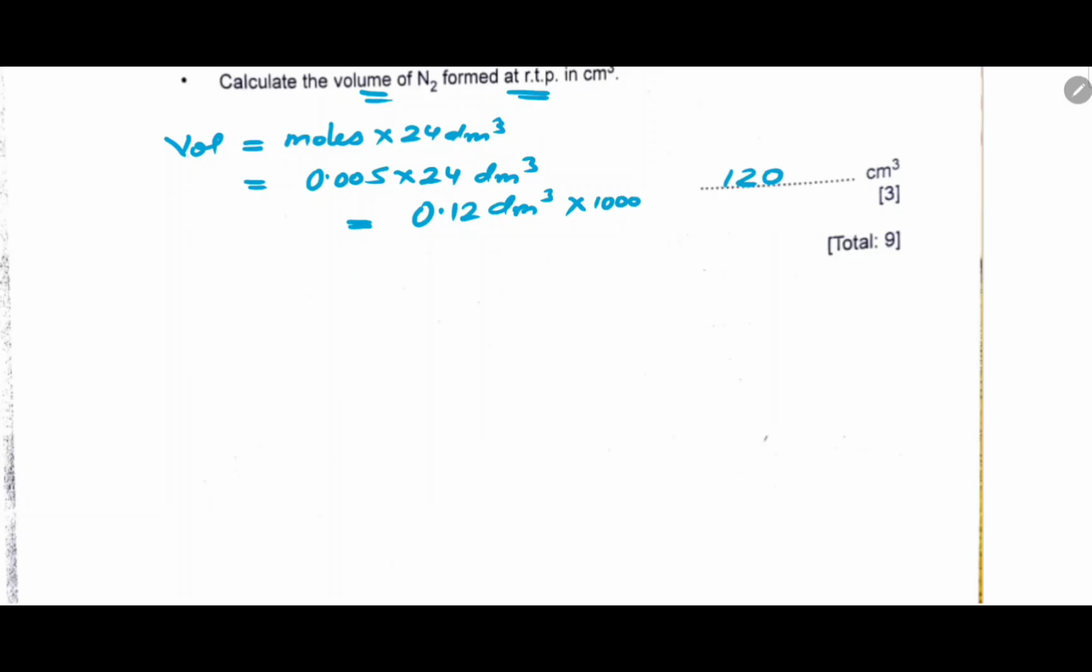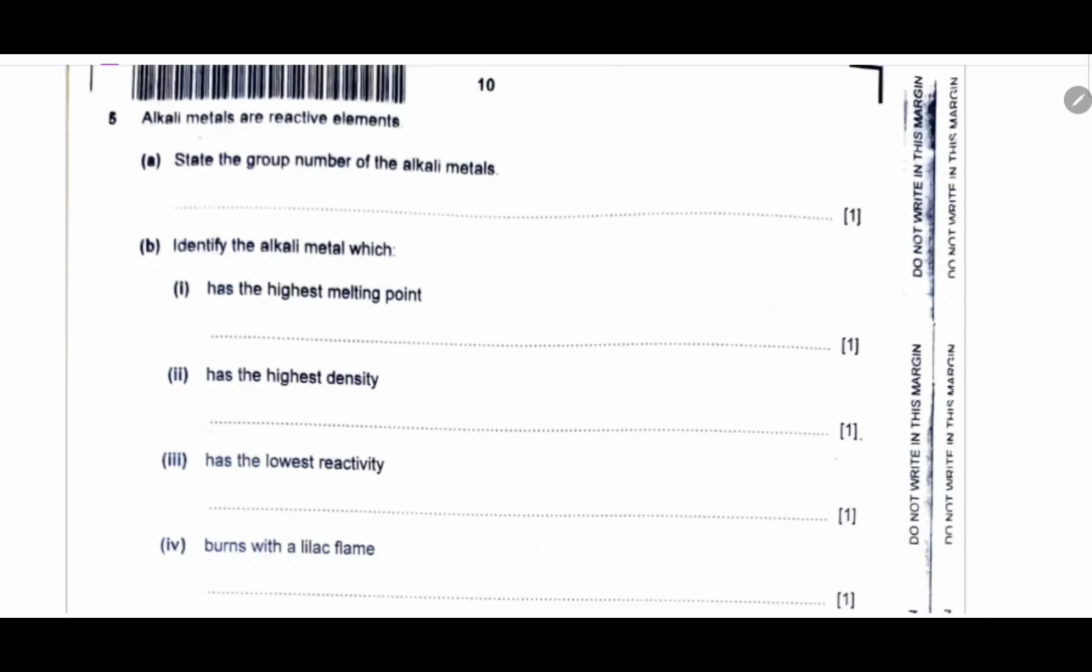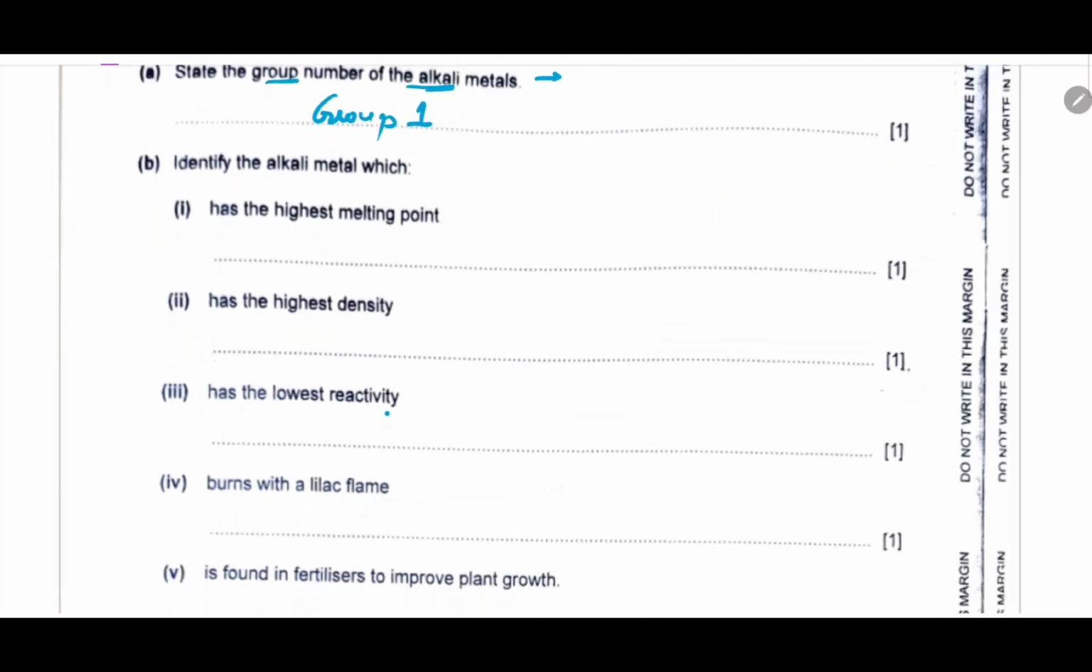Question number 4 done. Question number 5, which says that alkali metals are reactive elements. State the group number of alkali metals, and we know that alkali metals are in group number 1 of the periodic table. Answer is group 1. Identify the alkali metal which has the highest melting point.